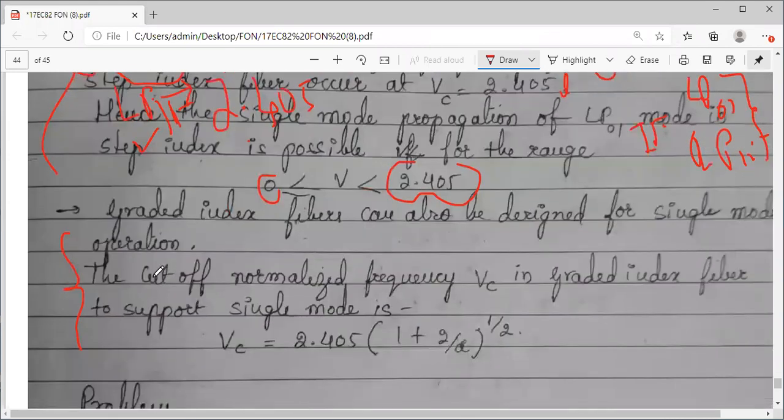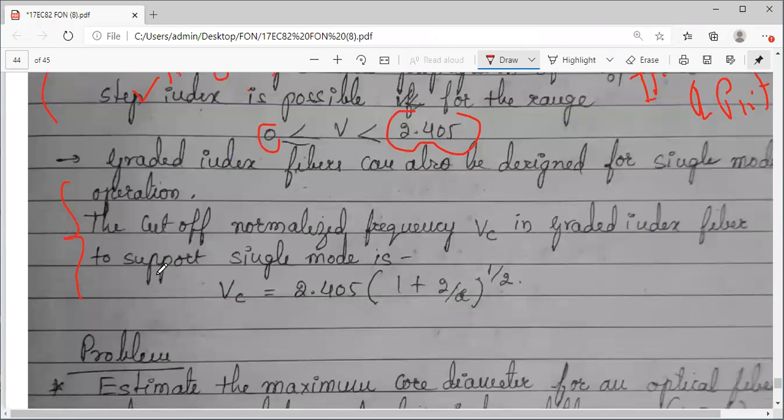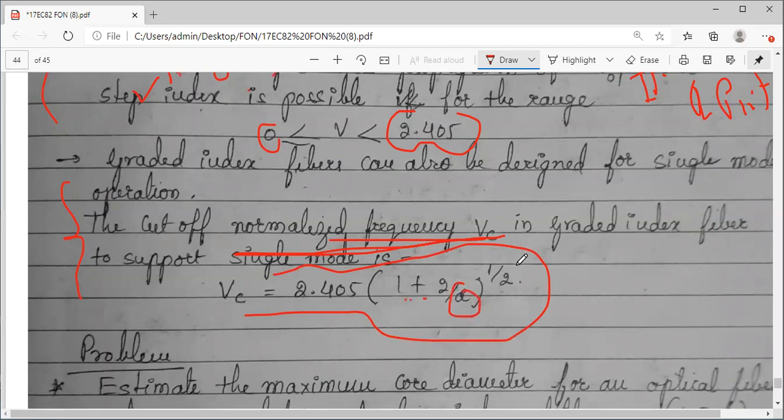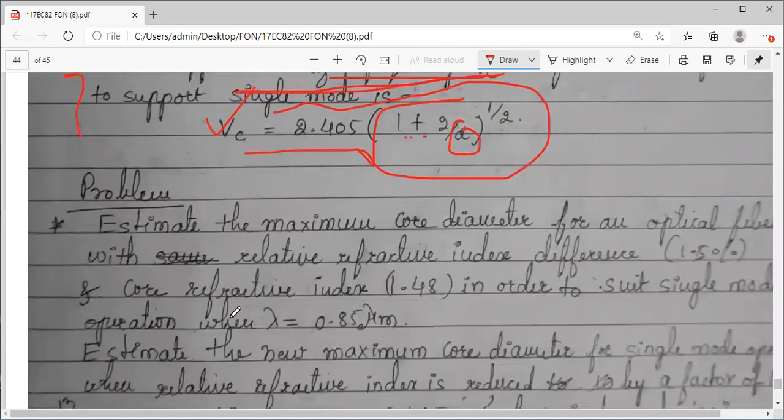Now coming to the graded index fiber. Similarly, we have a formula for single mode operation. In the case of graded index fiber, this V number or normalized frequency value is given by 2.405 times (1 plus 2 by alpha) raised to 1 by 2, that is, the square root. It is not A, it is alpha. Okay, this is the formula. Based on this formula, we have another two problems.